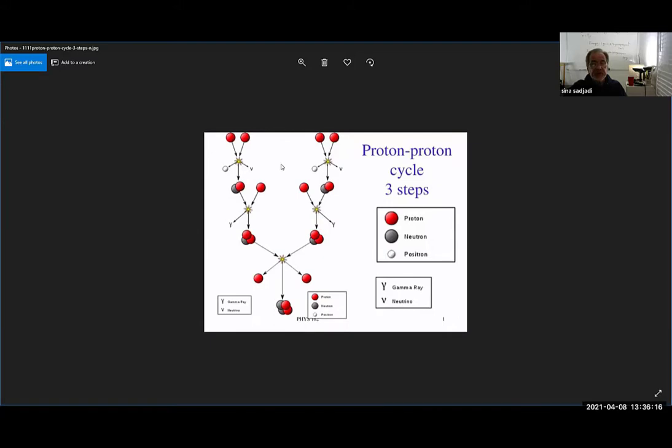All of this seems very simple. Two protons hit each other, they become heavy hydrogen, one proton with one neutron. They hit another proton, they turn into helium, two protons, one neutron. Then two of these helium atoms with just one neutron collide at high speed, and then they make helium-4, two protons and two neutrons. Very, very simple. That's how the sun makes its energy.